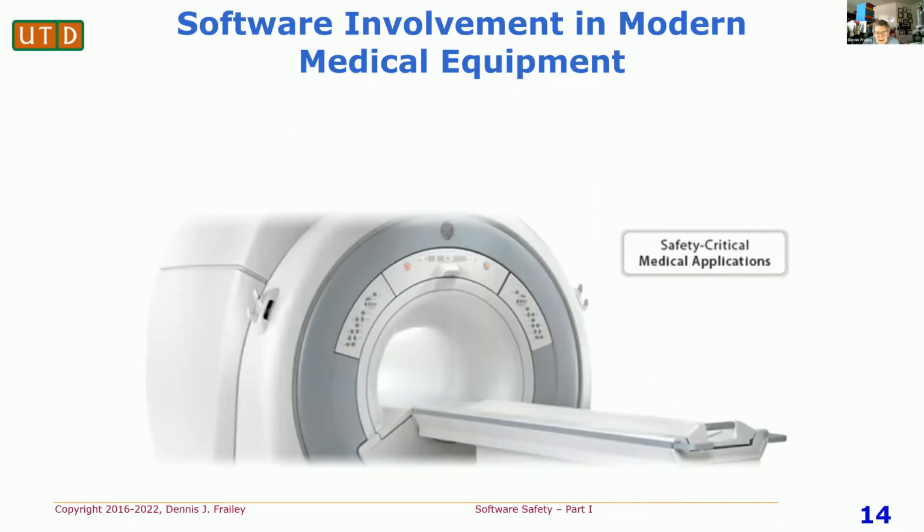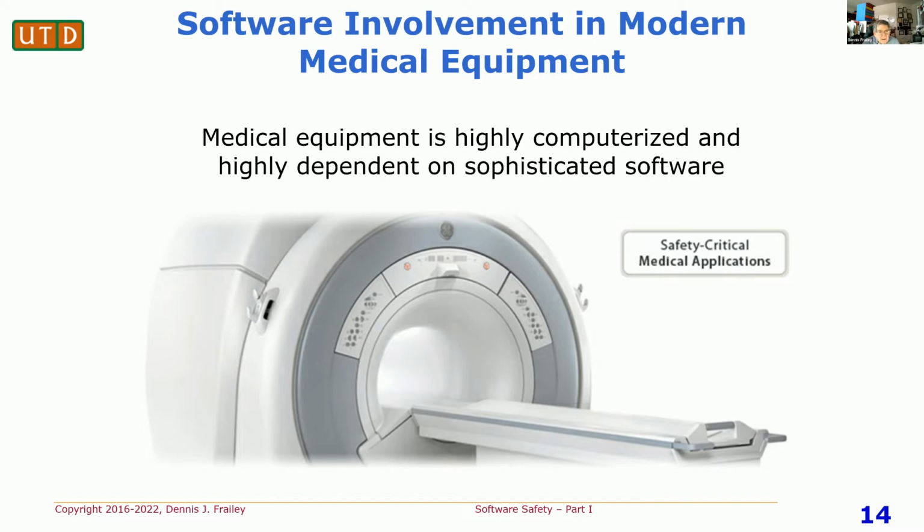Okay, now let's turn to medical equipment, one that I'm more familiar with than I wish I were. Many modern medical devices are controlled by software. It's highly computerized and highly dependent on that software. This is an MRI machine. I've been through that a few times, and it basically rotates magnets around that big circle there, and then they somehow or other figure out what's going on inside of your body.